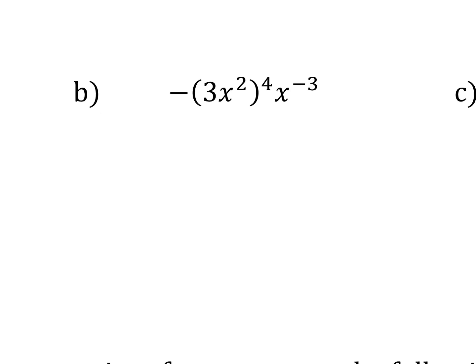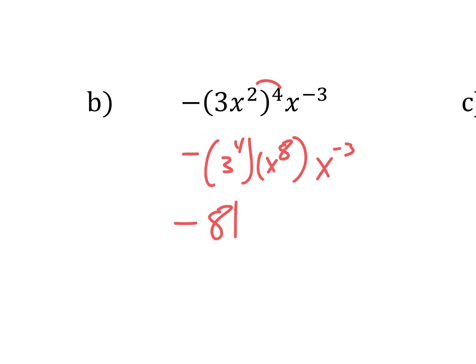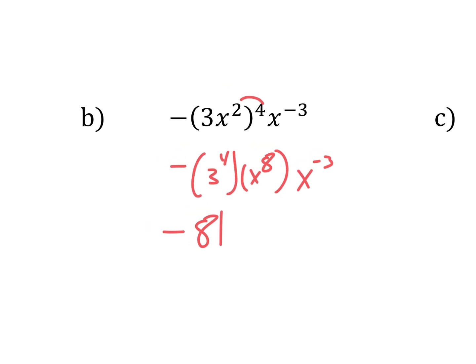So here we have this power 3 to the 4th. And we have x squared to the 4th. That's going to be x to the 8th. This x to the negative 3rd. We can go a couple ways from here. 3 to the 4th, first of all, is 81. And we've got x to the 8th times x to the negative 3 here. And we could use our product rule here where we add those exponents. And that's x to the 5th. There's our answer right there.